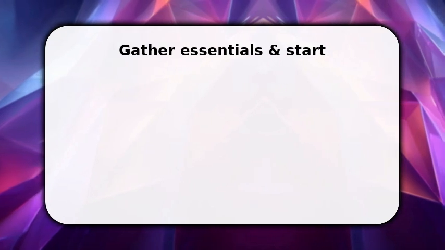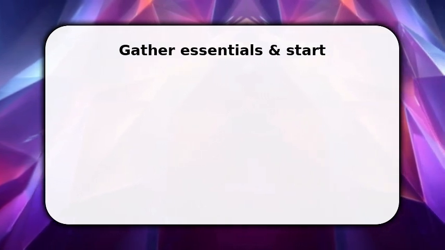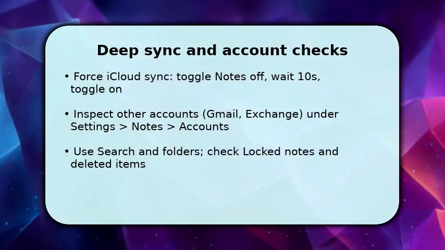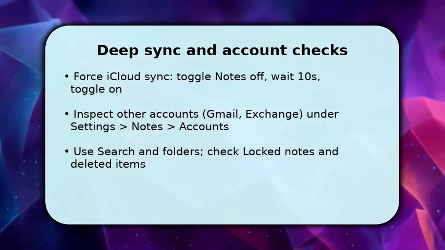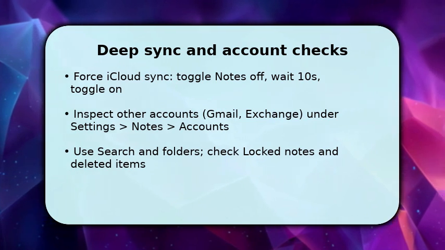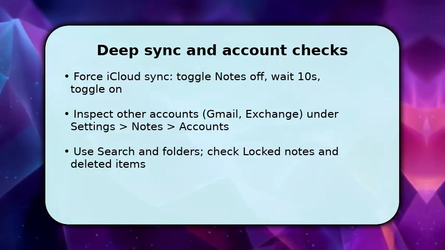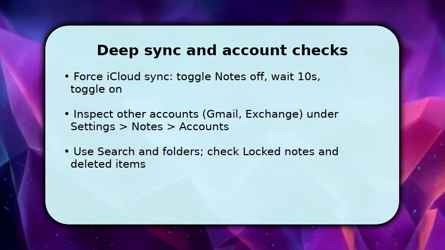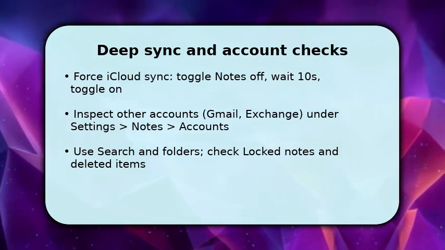Now you handle the more complex syncing steps. Go to Settings, your name, iCloud, and toggle Notes off. Choose to keep on iPhone if prompted. Wait 10 seconds, then toggle it back on to trigger a full resync. Next, check Settings, Notes, accounts for Gmail or Exchange. Enable Notes there if it's off because some notes live on those servers.